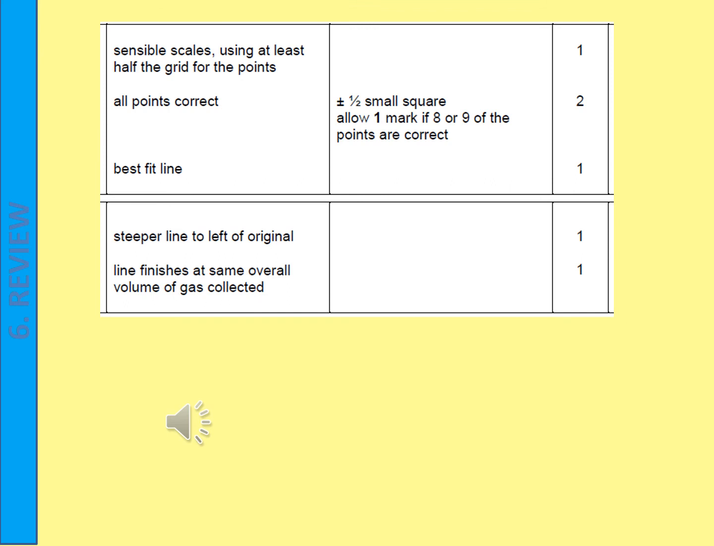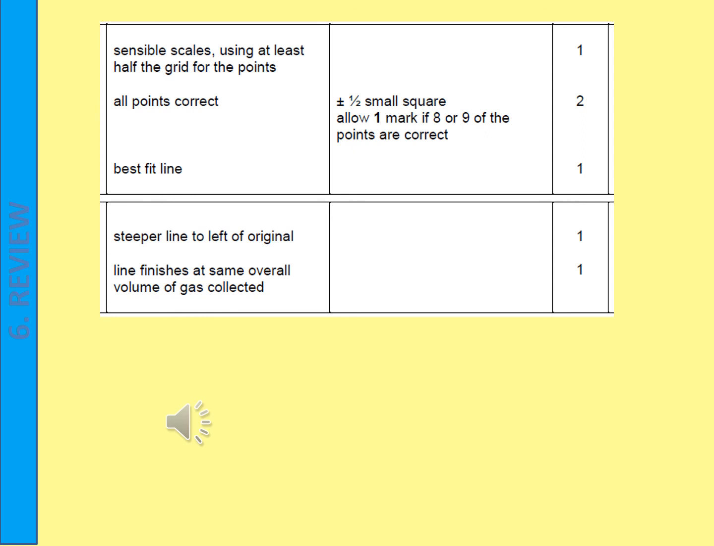Now it is time to mark your work. You'll notice that drawing a graph is worth 4 marks. Now this is fairly typical for the exam board. They are looking for sensible scales. So have you gone up equally, up the side? They are also looking for all the points being plotted correctly, which is obviously the main thing and therefore is awarded 2 marks. And then they're looking for a line of best fit. As I said, this line should be curved.